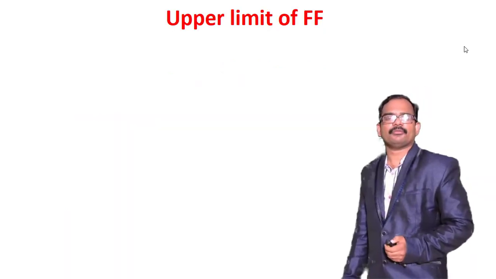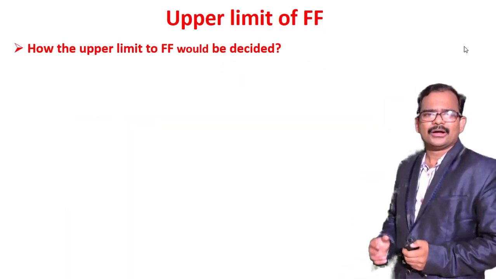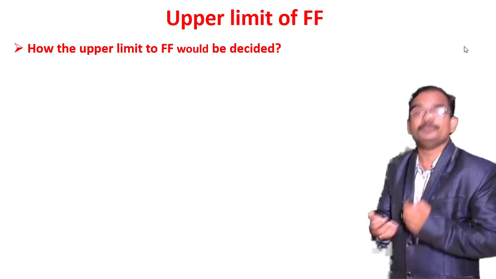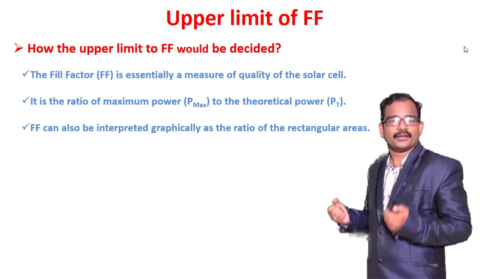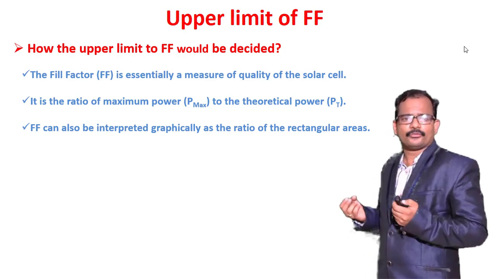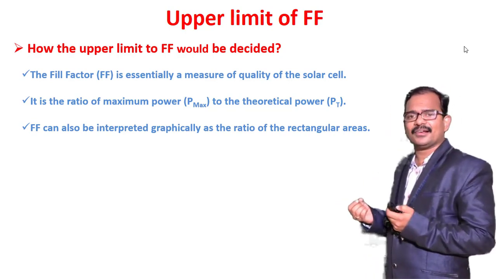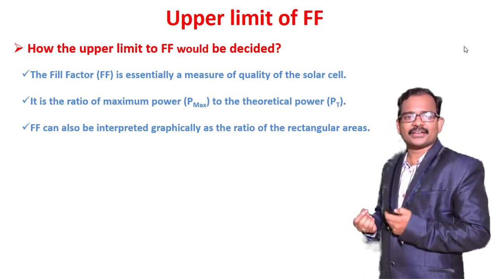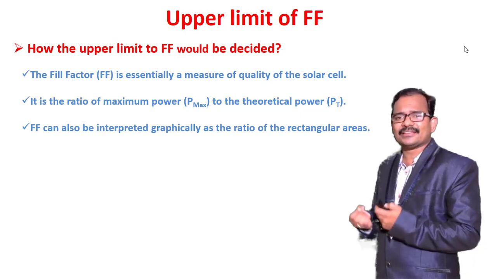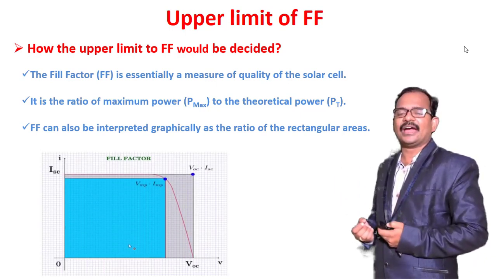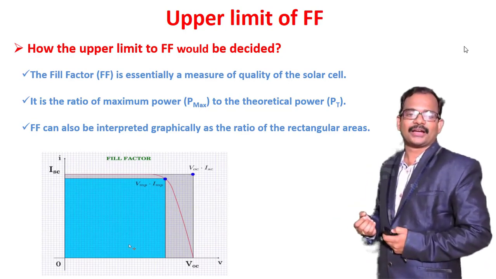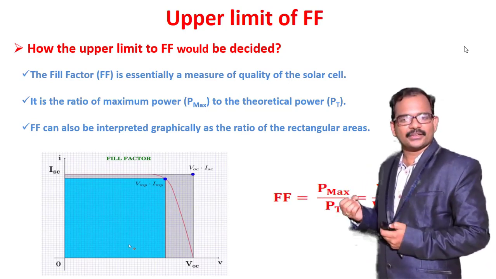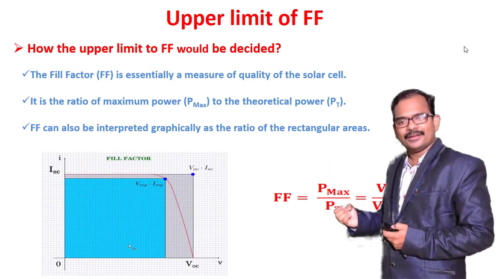So, what is the upper limit of fill factor? How would the upper limit of fill factor be decided? The fill factor is essentially a measure of the quality of a solar cell. It is the ratio of maximum power to the theoretical power. The fill factor can also be interpreted graphically as the ratio of two rectangles, the ideal rectangle and the practical rectangle. So, what is a fill factor? A fill factor is nothing but the ratio of maximum power to the theoretical power.